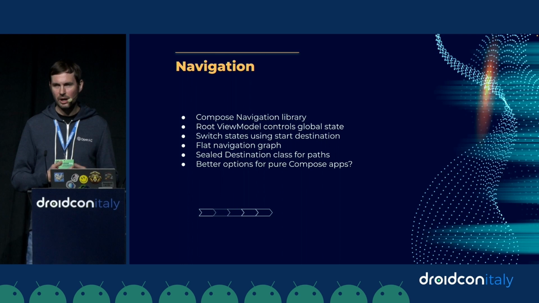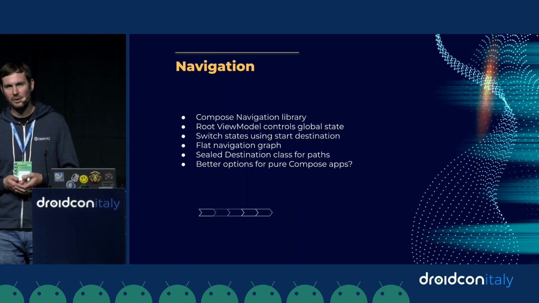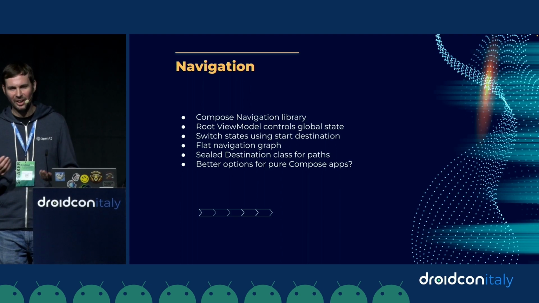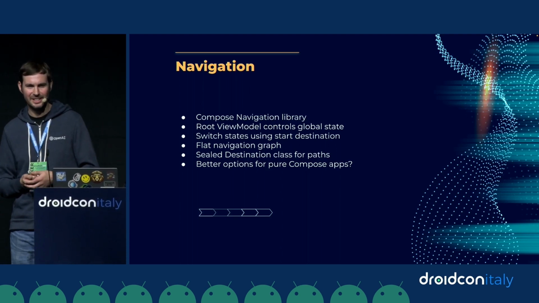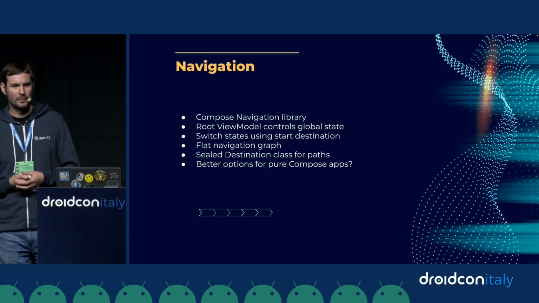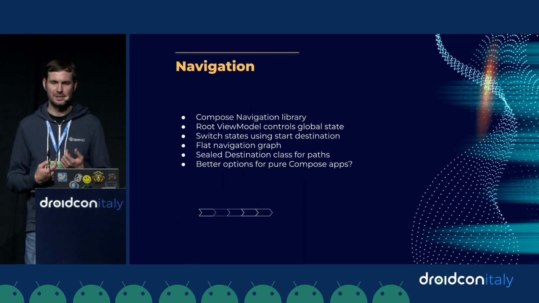So our navigation graph is flat. Basically, all screens are defined at the top level. So far, it works pretty well, but we might have to split into subgraphs, and that might be a solution to our start destination problem. We use a custom destination class for routing. I'll have some details later on that.